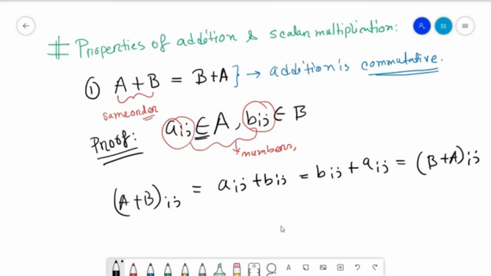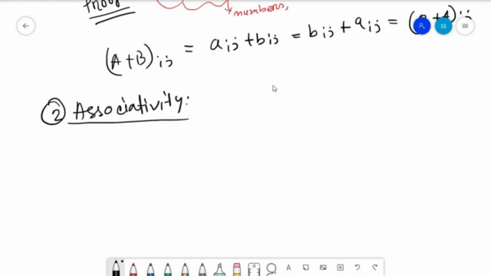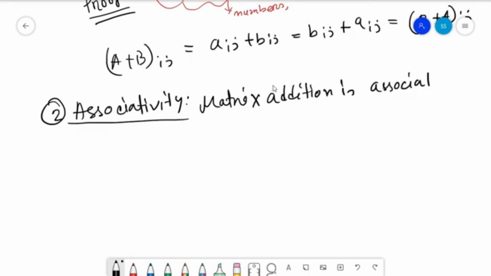The second property that we're going to see is the associativity property. That is, the second property is associativity. So we say matrix addition is associative. What do we mean by that? Let's say A plus B. We have to add these two first, and then I add another matrix called C.